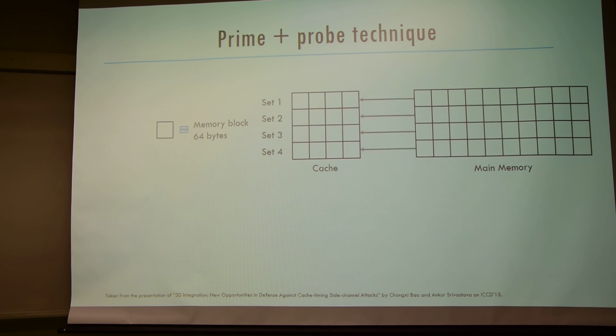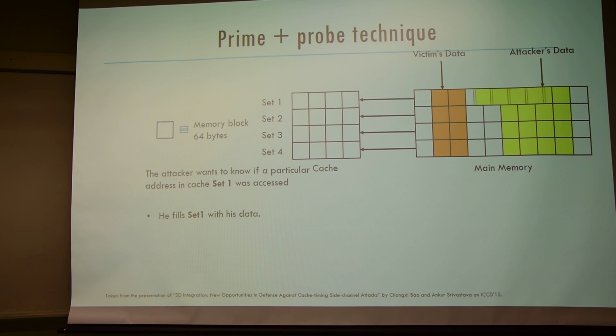This is another animation for this. So how does it go? The attacker wants to find if a particular address in cache set 1 was accessed. He fills set 1 with his data, and he runs the victim process. Here, the victim process accesses cache set 1 and evicts one of the cache lines of the attacker's data. He reloads his data in set 1, and he will have, for example, 3 cache hits and 1 cache miss. So it takes longer, and he knows.